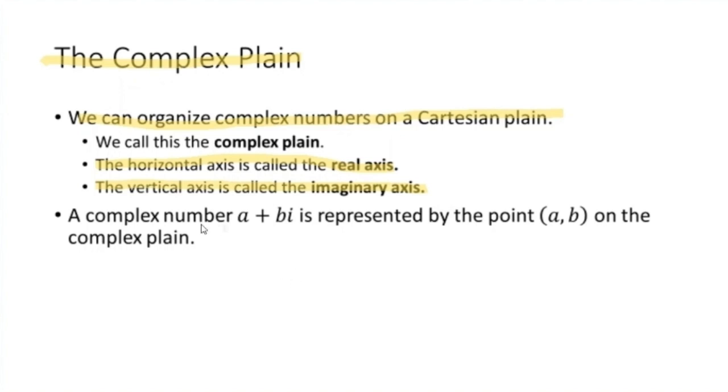What this allows us to do is take any complex number a plus bi. We can represent that as a point (a, b). So a, the real part, would be the first component of our point. b, our imaginary part, would be the y component of our point. And this point (a, b), we would plot on the complex plane.